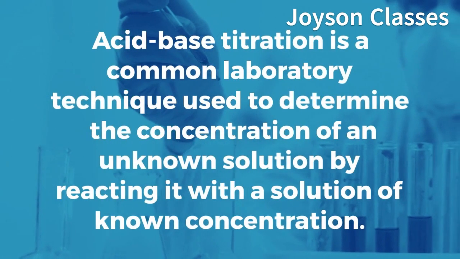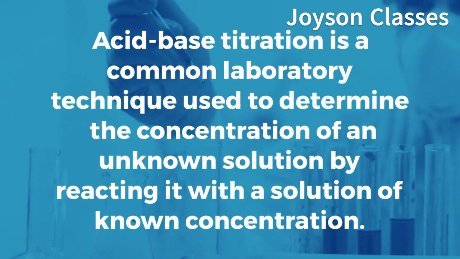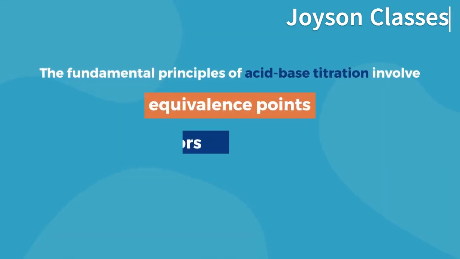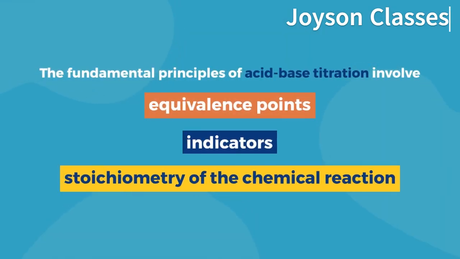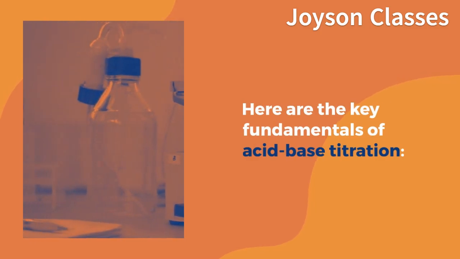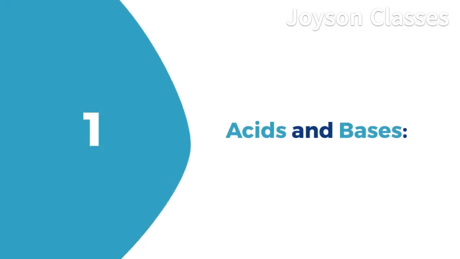Acid-base titration is a common laboratory technique used to determine the concentration of an unknown solution by reacting it with a solution of known concentration. The fundamental principles of acid-base titration involve equivalence points, indicators, and stoichiometry of the chemical reaction. Here are the key fundamentals of acid-base titration.